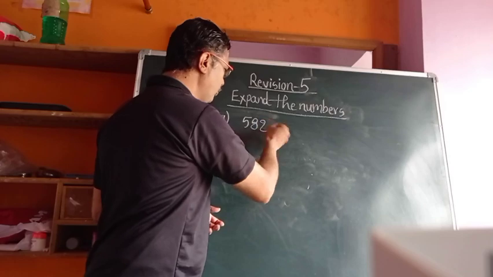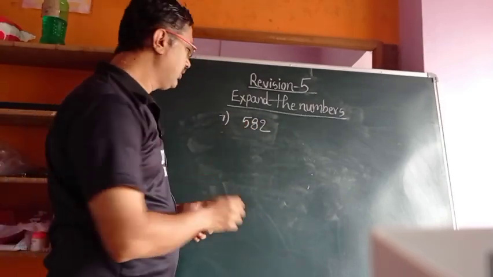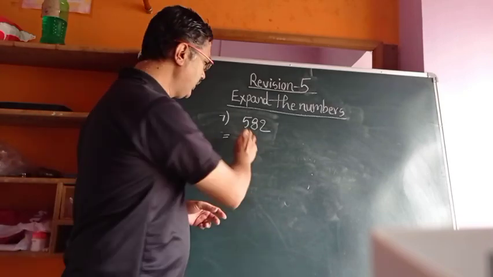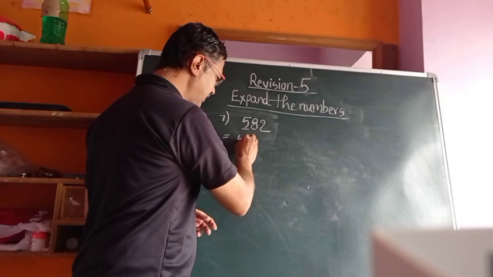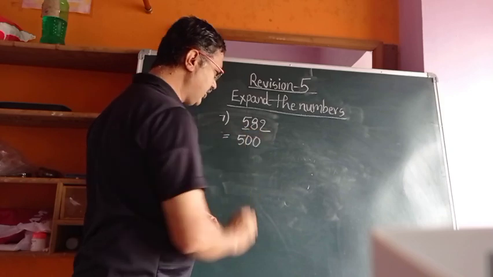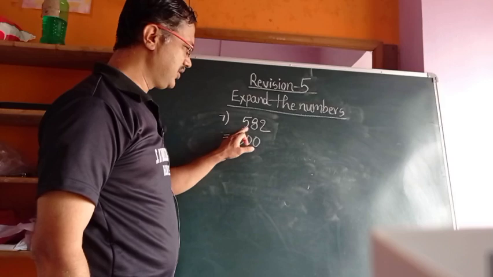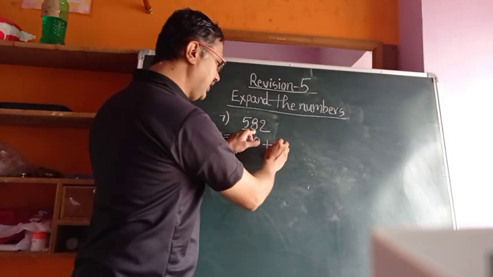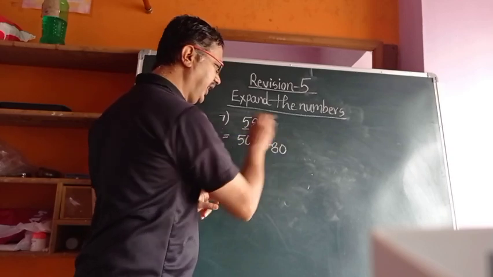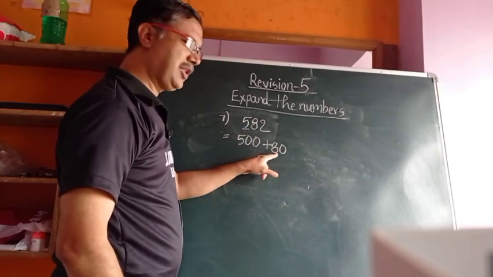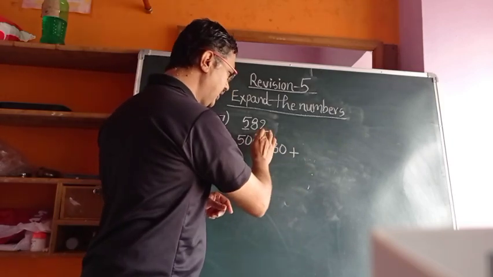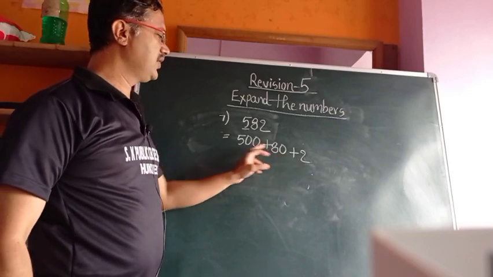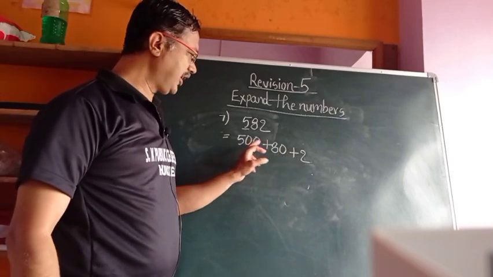582. I'll take one number. How to write this number? We can write it in direct form also. 5 is there, write 500, it is in the 100 place. 500 plus 80, it is in tens place, so we wrote 80. 2, it is in ones place. We can write direct also: 500 plus 80 plus 2.